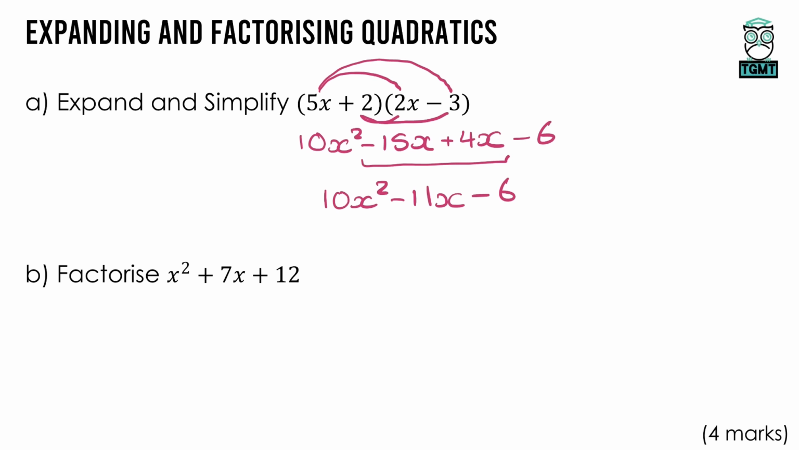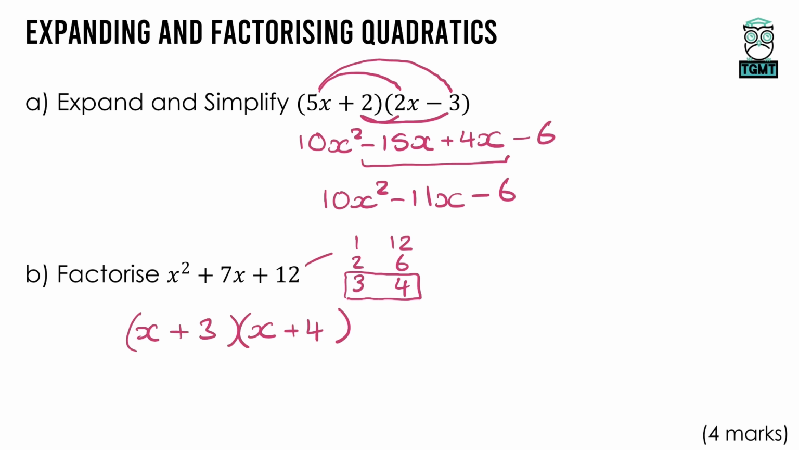On to part B, where we are factorising. In this circumstance here, we want to find the numbers that go into our double bracket. They both will have an x at the start, as it's again just an x squared at the start of this quadratic. We want the numbers that multiply to make 12, so we could have 1 and 12, 2 and 6, or 3 and 4. We are looking for the pair of numbers that add together to make 7. That pair of numbers is 3 and 4. You can do a process of elimination going down your list, but that is plus 3 and plus 4, and they can be written in either order.